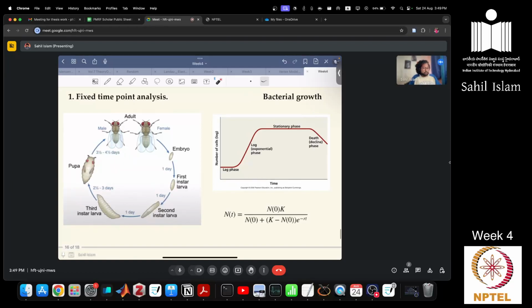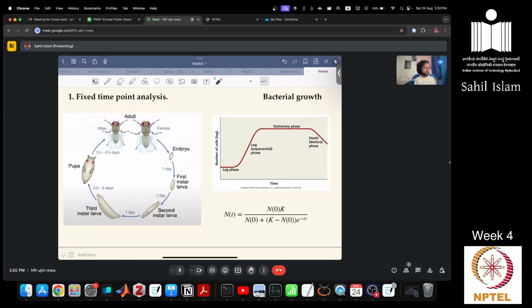Now you can estimate the total time from embryo to becoming adult. It's around 10 days. In 10 days, from an embryo to a fully adult fruit fly, it takes that much time. So this is how you get an idea of the time scale of these flies.